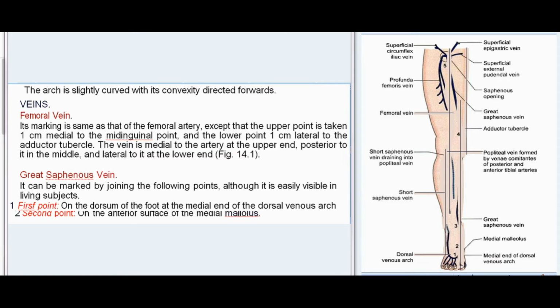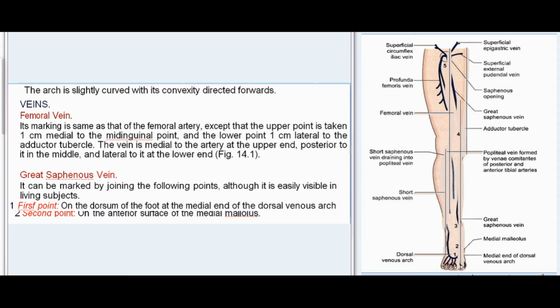Veins. Femoral vein. Its marking is the same as that of the femoral artery, except that the upper point is taken 1 cm medial to the midinguinal point, and the lower point 1 cm lateral to the adductor tubercle. The vein is medial to the artery at the upper end, posterior to it in the middle, and lateral to it at the lower end, Fig 14.1.